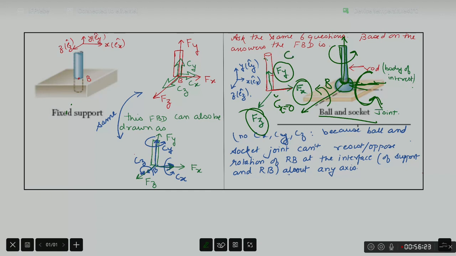Alright. So being aware of the kind of support is important before you can remove it and put a reaction force system on the FBD. We will talk more about it tomorrow. I stop here.